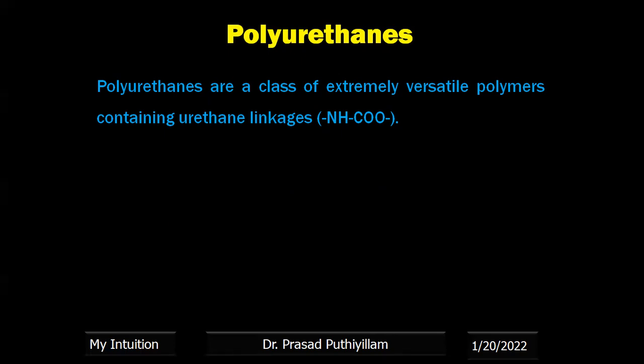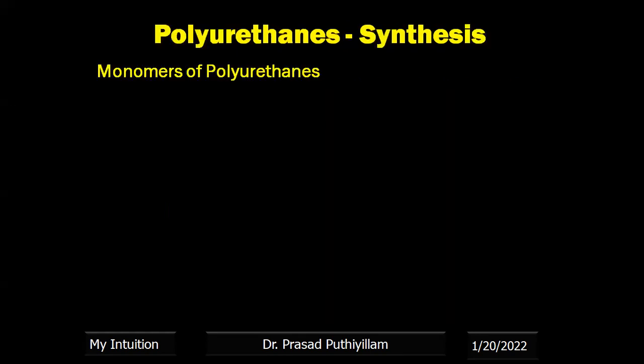It has a urethane linkage, that is NHCOO. So I am drawing that urethane linkage here: NH, C double bond O, single bond O. If this functional group or linkage is present, we call it a urethane linkage. And the polymer which contains this particular linkage, we call polyurethane. Now the synthesis of polyurethane, or the monomers required for polyurethane.